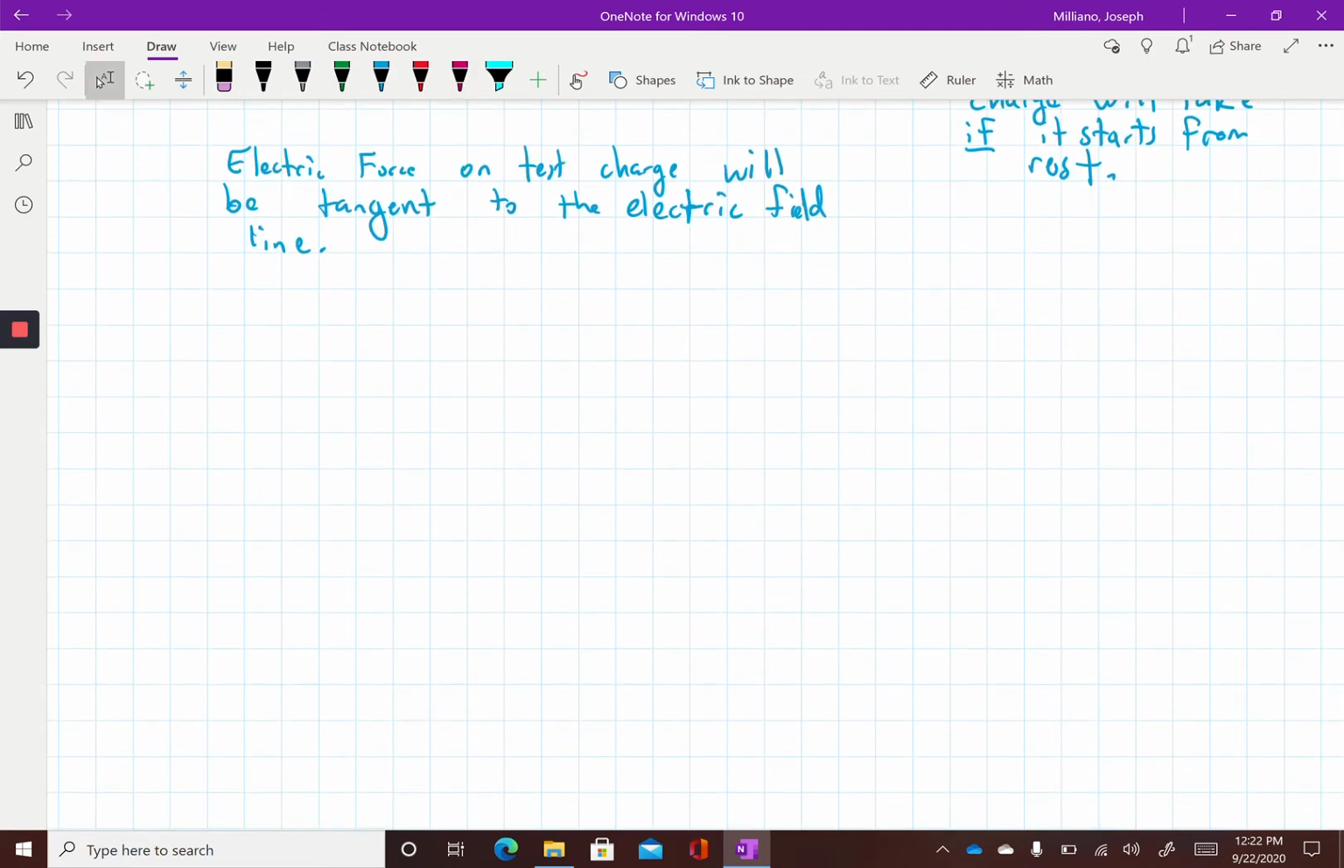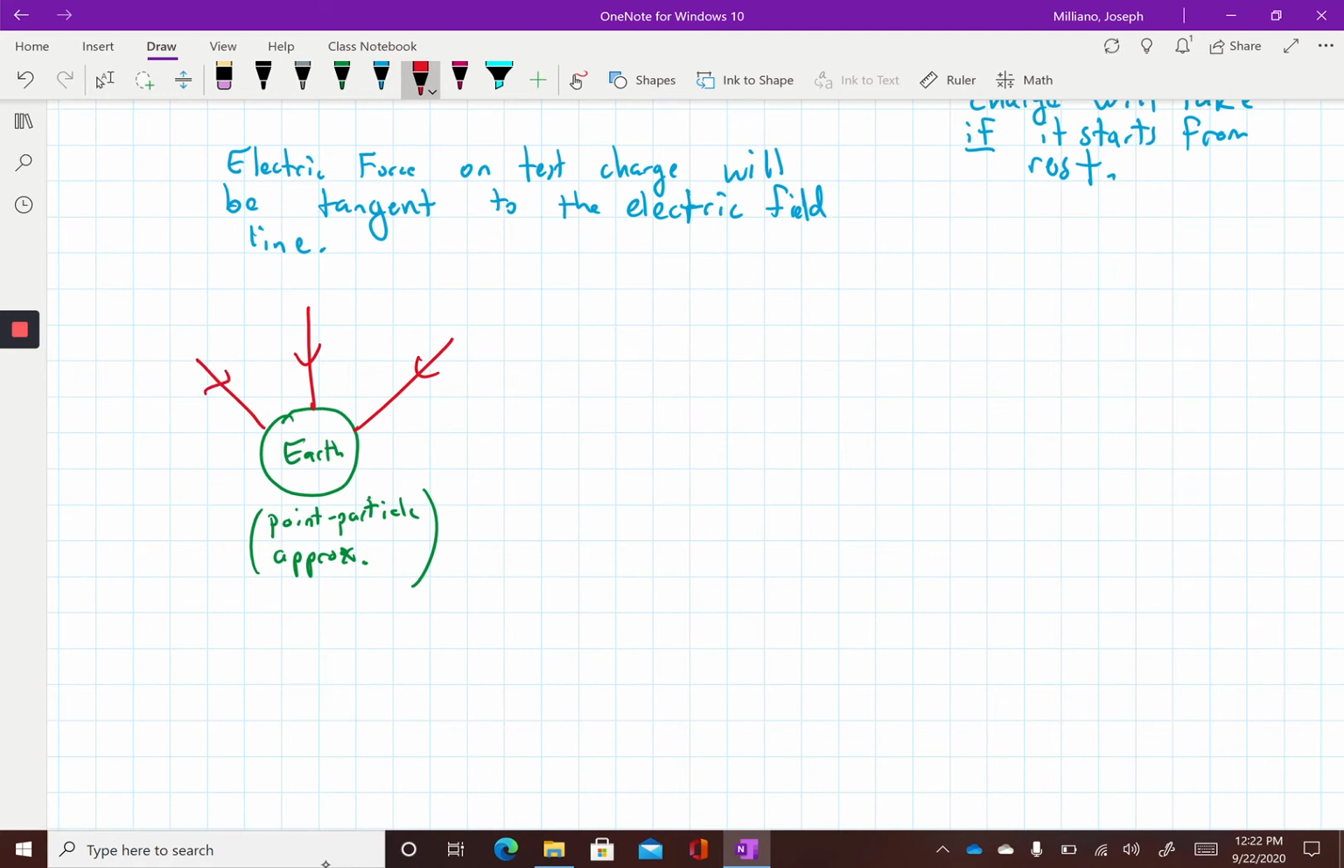All right, what about some other scenarios? We also saw in class today that if we zoom out from the Earth, we can approximate the Earth now as a point particle, so we're really far away from the Earth. Why can't I spell today? Particle approximation. So if we can approximate the Earth as a point particle, then the gravitational field lines for the Earth will point inwards.